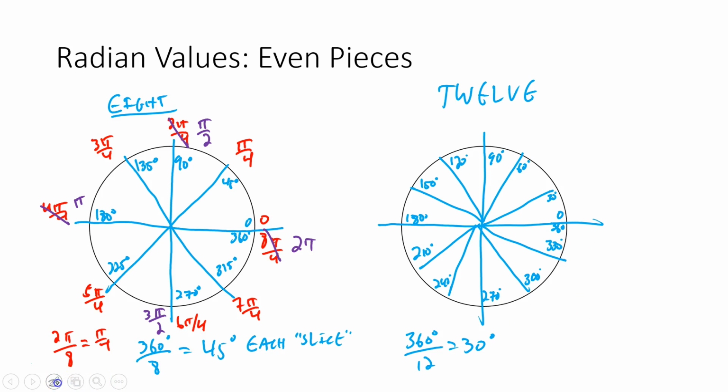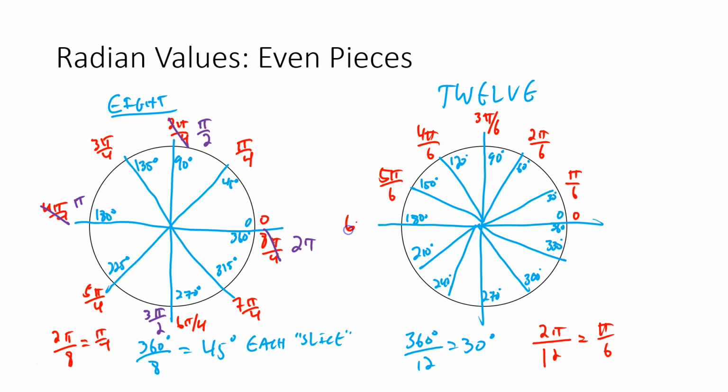Well, let's go over and change that to radians. Radians all the way around is 2 pi. So 2 pi over 12 means each one of those slices is worth pi over 6. So we start at 0 again. Now I'm just going to do the same thing we did over here. I'm just going to count up in pi over 6s. This is 1 pi over 6, 2 pi over 6, 3 pi over 6, 4 pi over 6, 5 pi over 6, 6 pi over 6, 7 pi over 6, 8 pi over 6, 9 pi over 6, 10 pi over 6, and 11 pi over 6, and last but not least, 12 pi over 6. Now this one takes a little bit more effort to reduce, but it's not so bad.